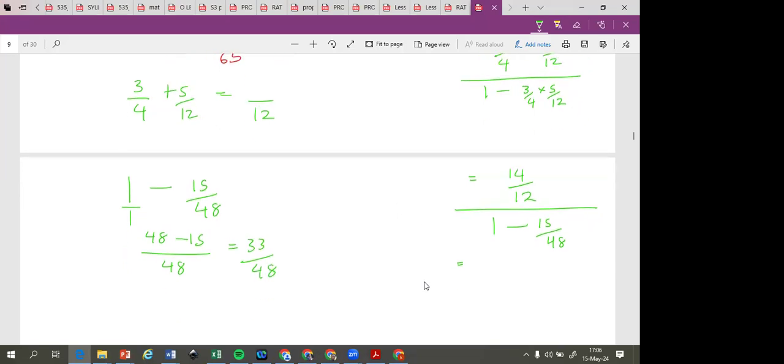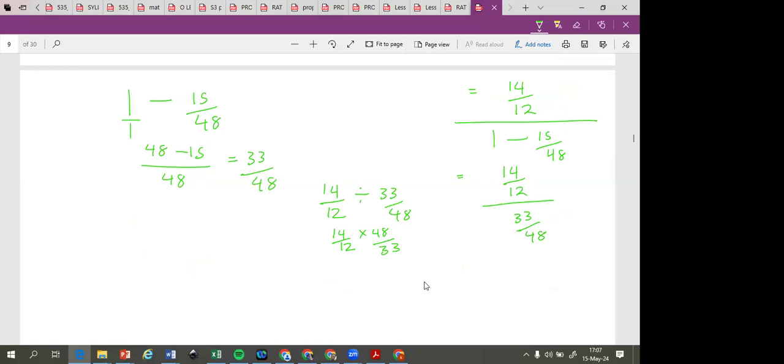So that means in the numerator I have 14 out of 12, divided by 33 out of 48. Now, when you do your mathematics, I have 14 out of 12 dividing 33 out of 48, which will give me 14 out of 12 times 48 out of 33. So what is going to happen? I reduce. I know 48 by 12 goes there. So I say 12 by 12 is 1, 48 by 12 is 4.